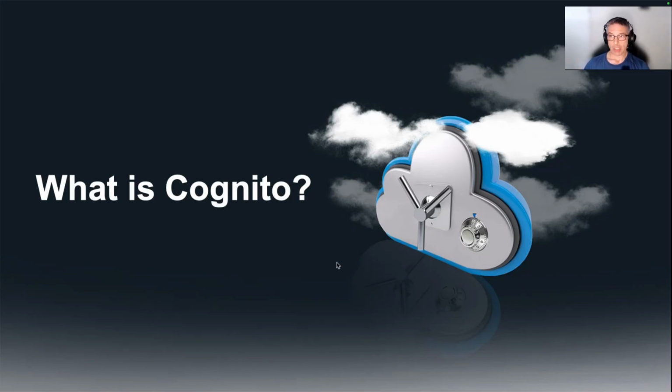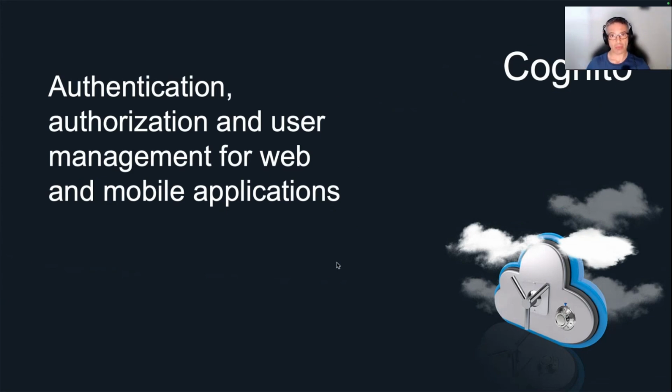So what is Cognito? Cognito is a serverless service, which means that we don't have to manage the underlying infrastructure. Cognito helps with authentication, authorization, and user management for web and mobile applications. And this is important: we are not talking about access control to AWS services like S3. That's IAM. We just heard about that from Julia. Cognito is about protecting applications that we develop.